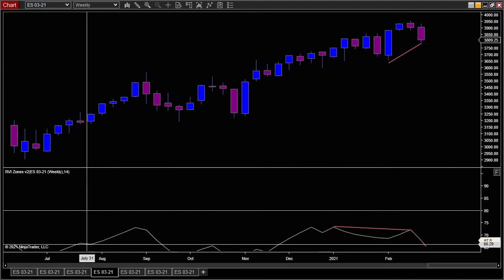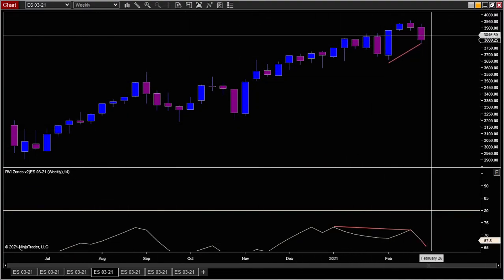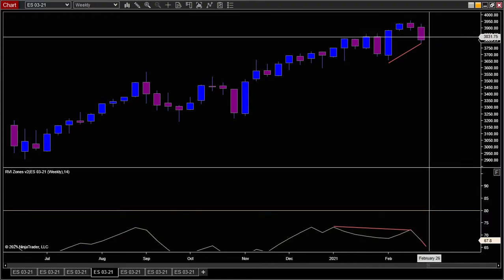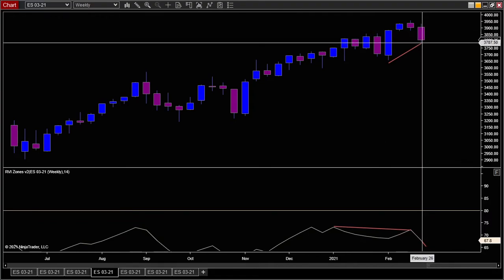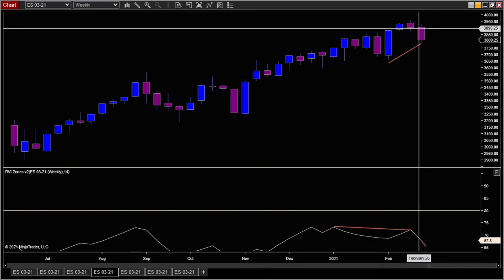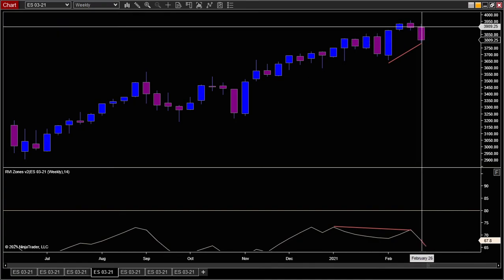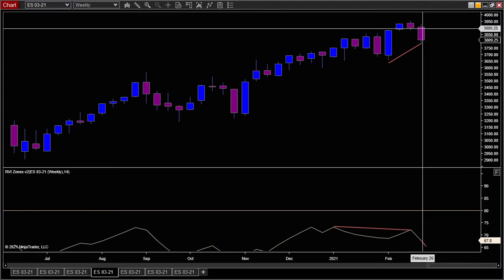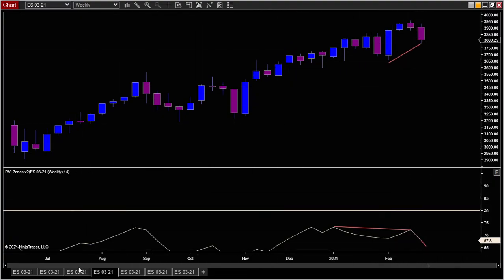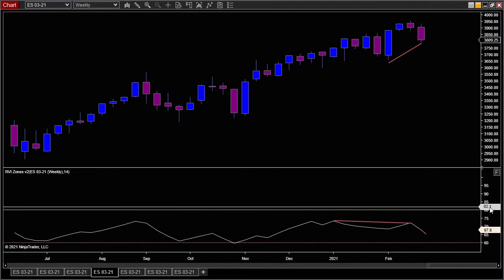Right? So if the next candle does open here for next week, and we stay above the low of that candle, and we actually start to retrace this here, then that's going to be a really good indication that we're going to continue. What else can I say?